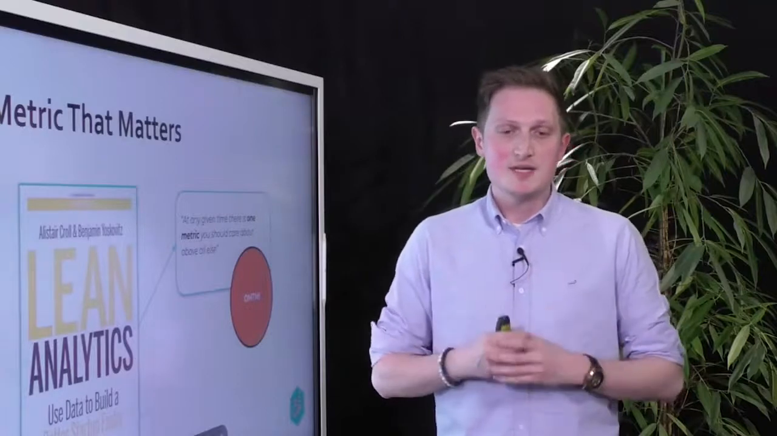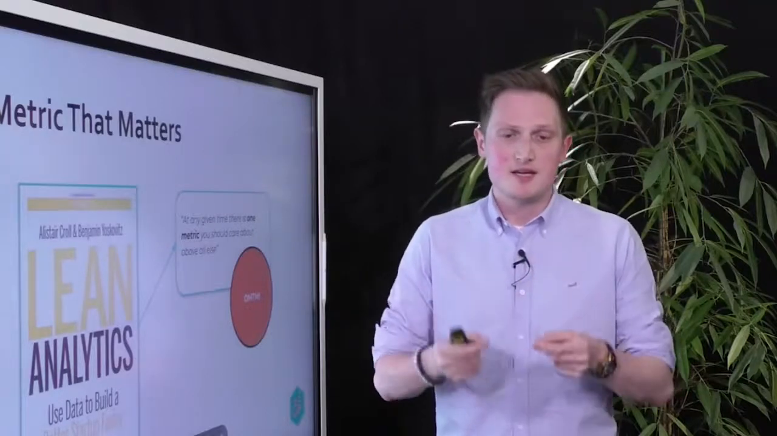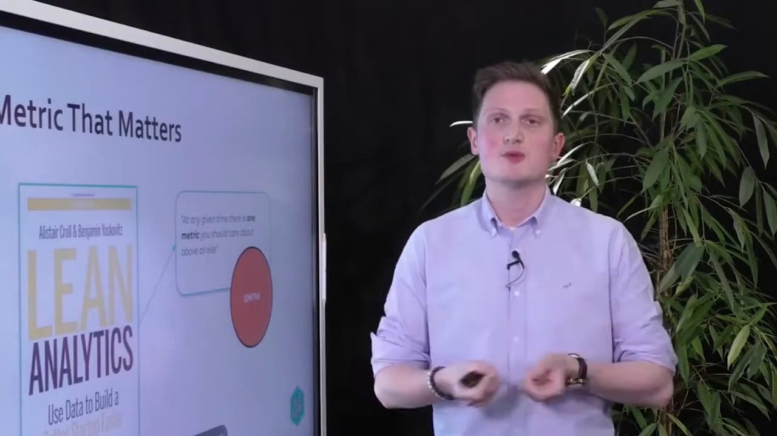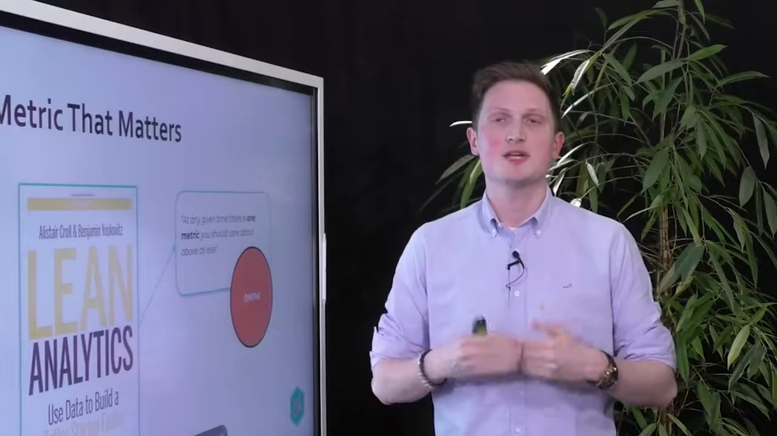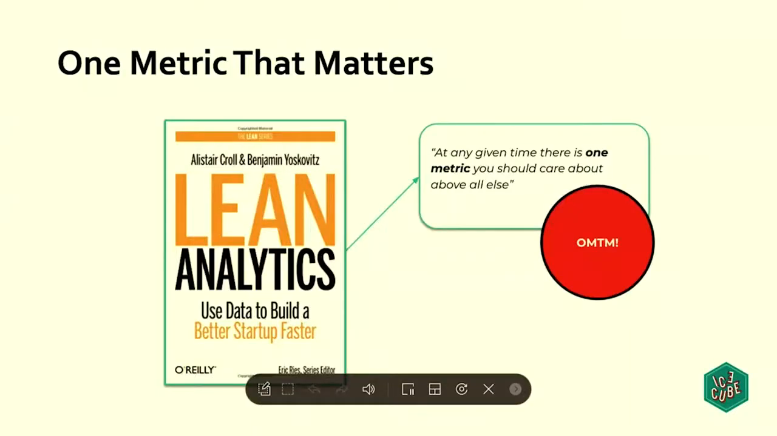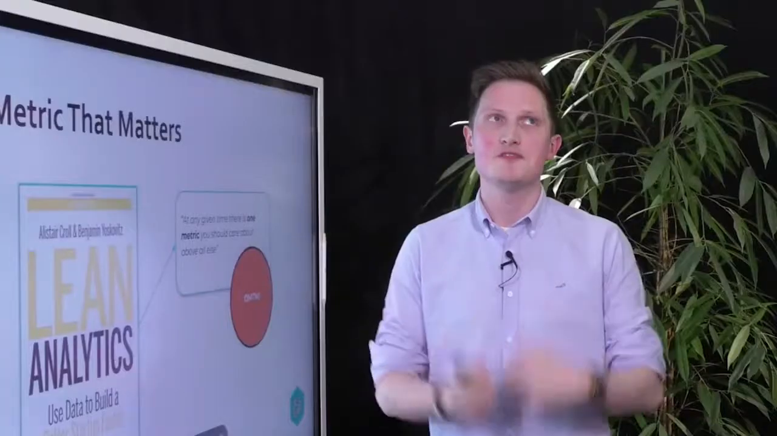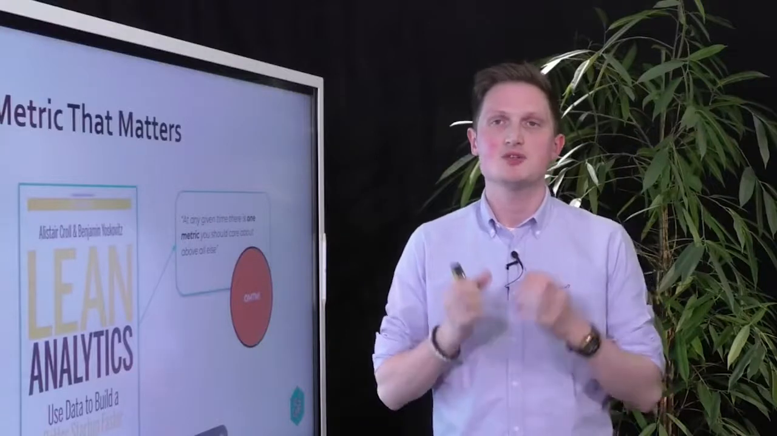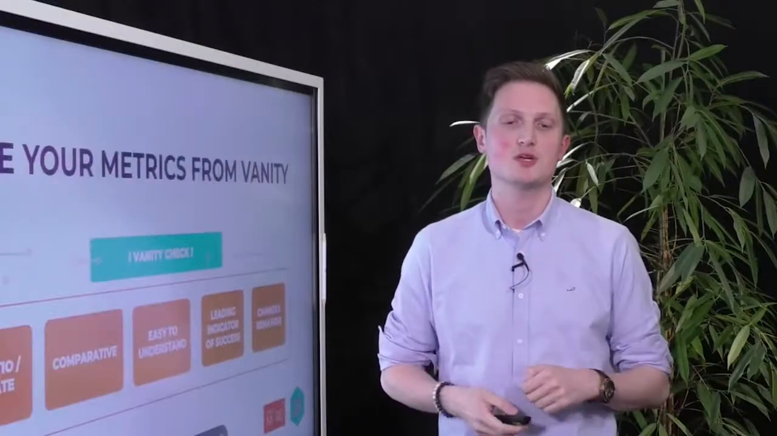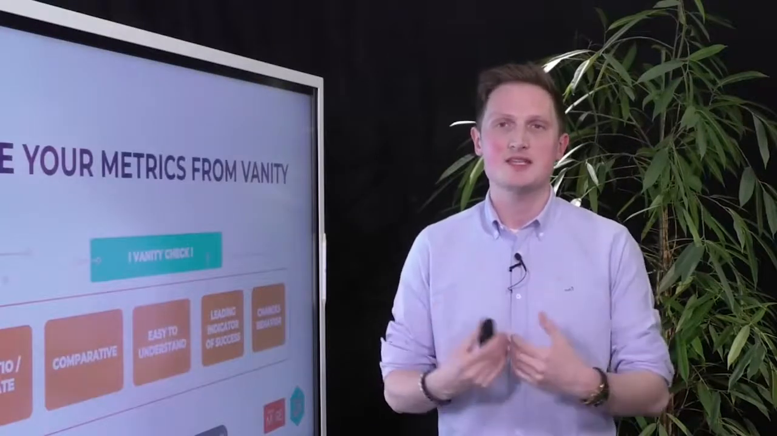And this concept actually says that at any given time, there is one metric that you should care about, one metric that you should focus on and run experiments on so you can improve that one metric. And what is super crucial when you define your one metric that matters is that you take the vanity out of this metric. And that's where this vanity check comes in.